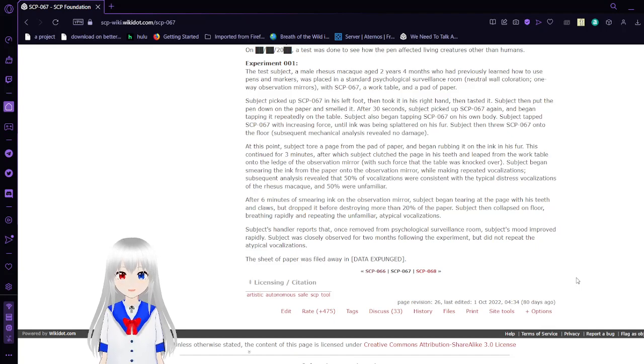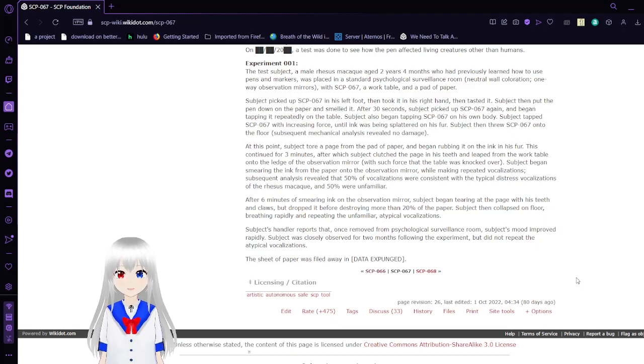Subject tapped at SCP-67 with increasing force until ink was splattered on his fur. Subject then threw SCP-67 onto the floor. The subsequent mechanical analysis revealed no damage.